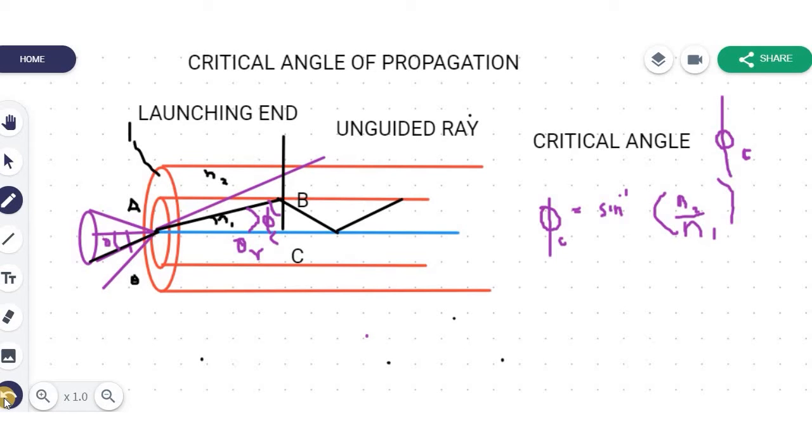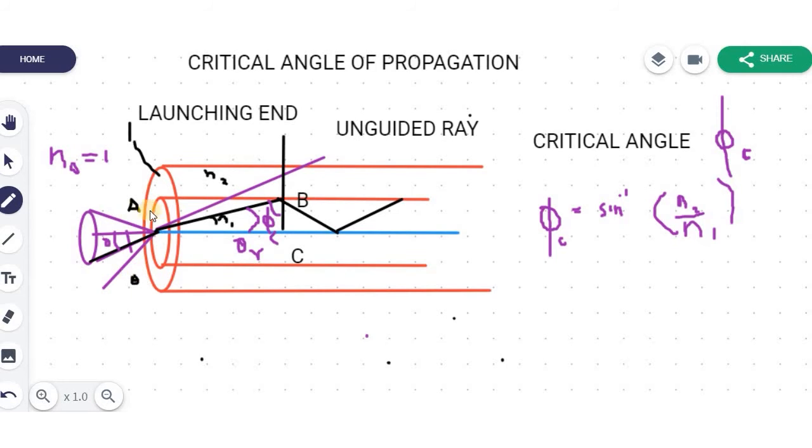That is, N1 is greater than N2. And light is traveling from air. Air has a refractive index N0, normally taken as 1. Assume that the light ray enters the fiber at an angle theta I to the axis of the fiber.